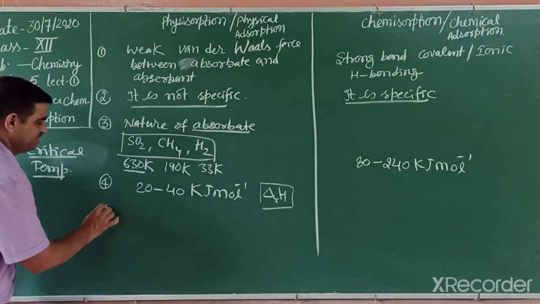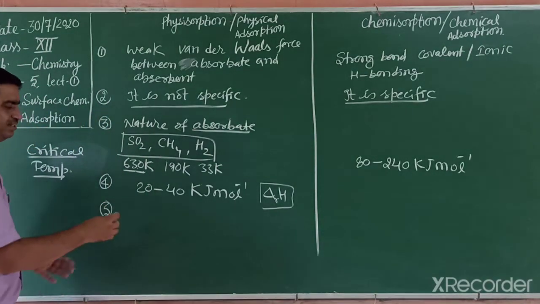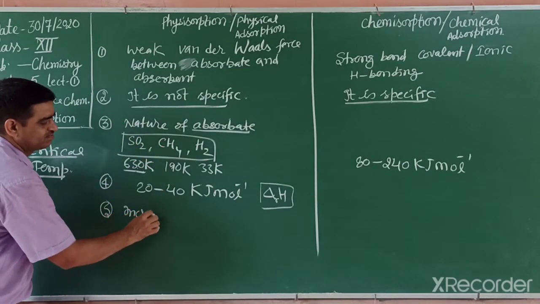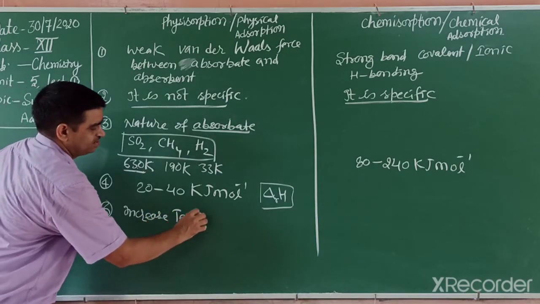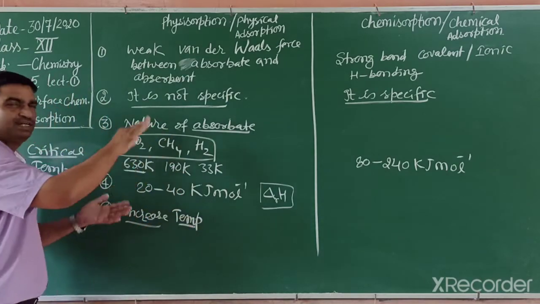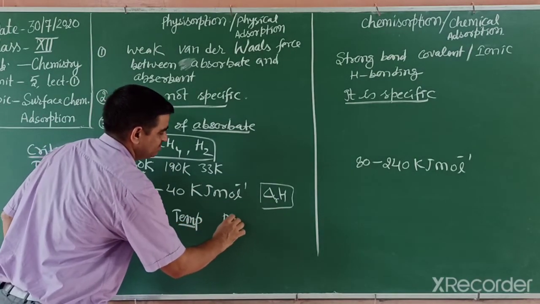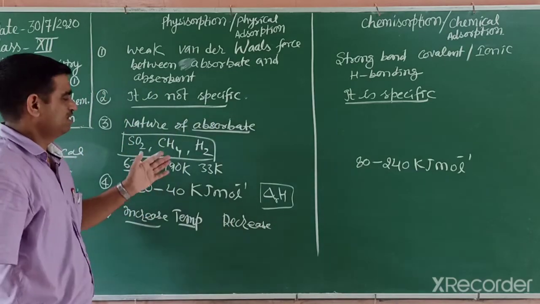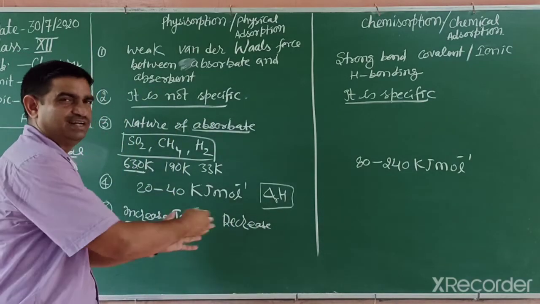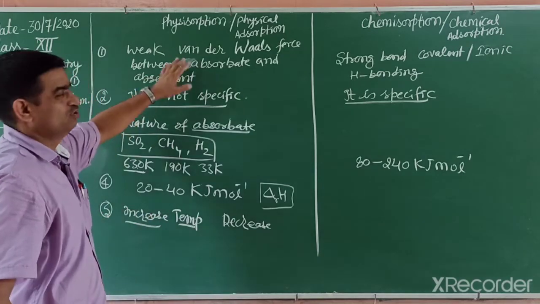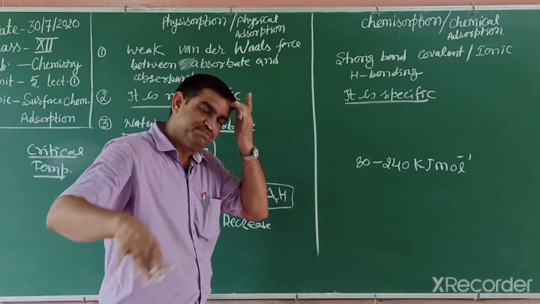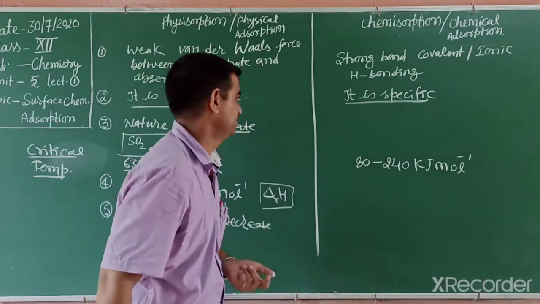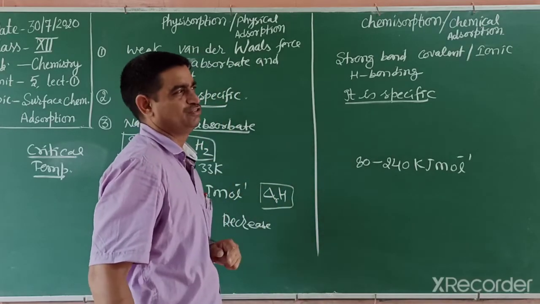Other main difference between physical and chemical adsorption, students, is temperature. What happens if you increase temperature? When we increase temperature, physical adsorption decreases. Why? Because gaseous molecules are removed. According to the delta G value, the T delta S term increases. So physisorption decreases. Means if a gas is adsorbed on a metal surface and you heat the metal, then the gas is removed into the surrounding.